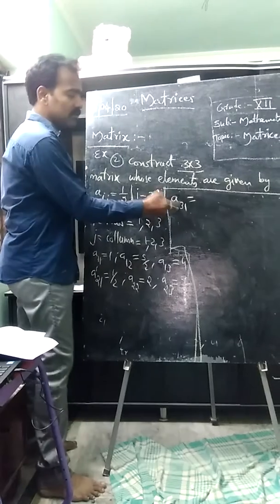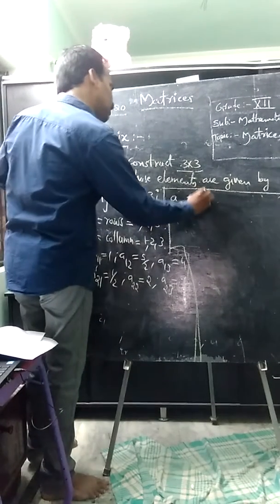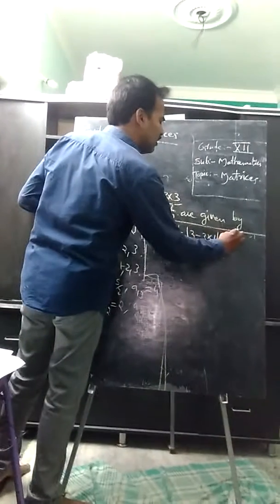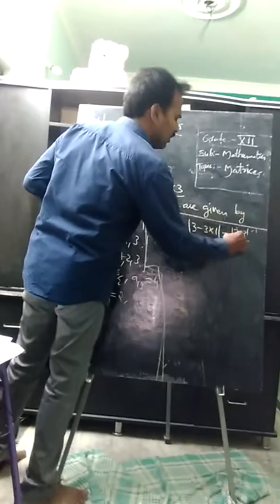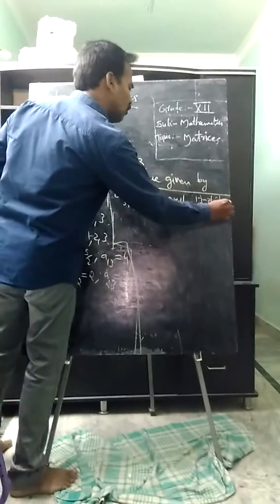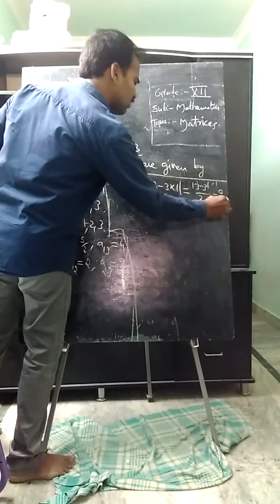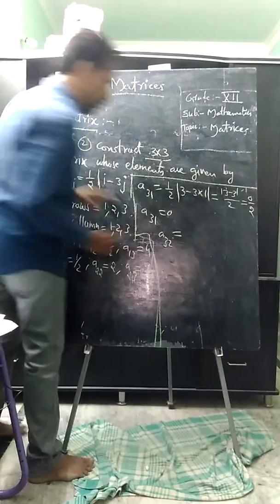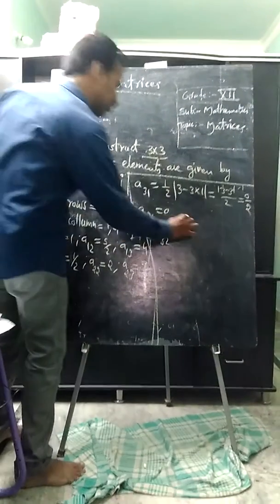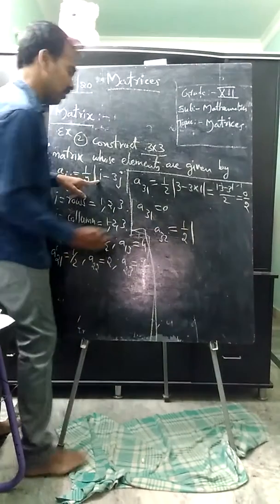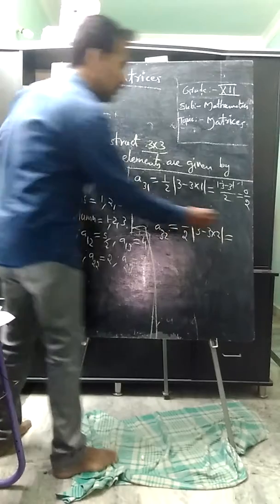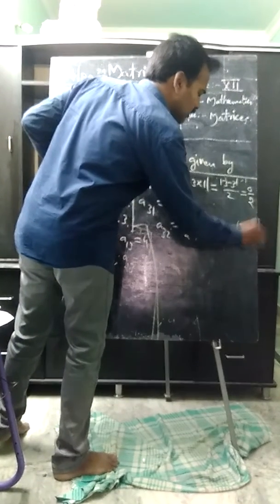So we need to find A31. Third row, first column. Same again. 1 by 2 modulus of 3 minus 3 into 1, that is 3 minus 3, modulus of 3 minus 3, by 2. That is 0 by 2. 0 by something is always 0, students. Yes, as you learned, that is 0. Now A32, third row, second column, same procedure. 1 by 2 modulus of 3 minus 3 into 2, 6. Again we have modulus of 3 minus 6 by 2.